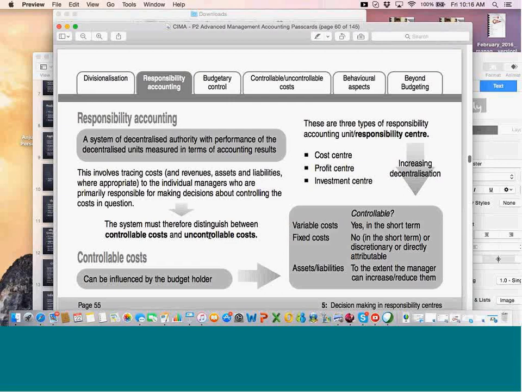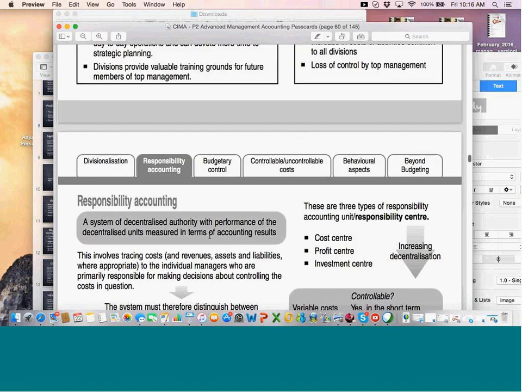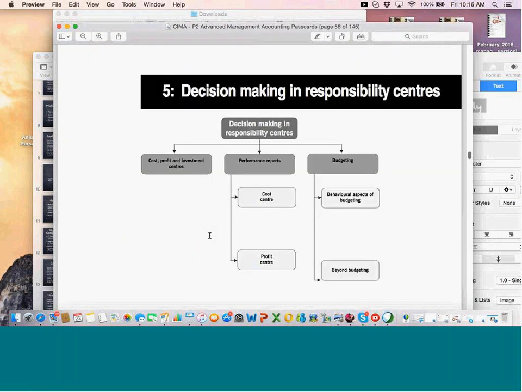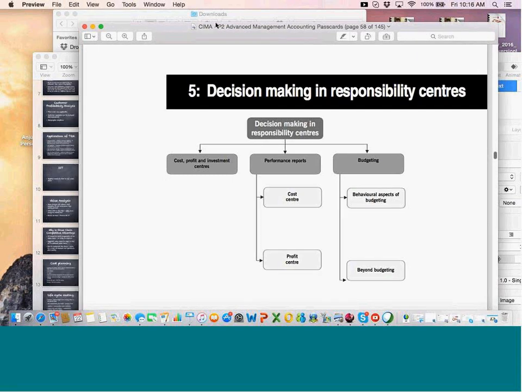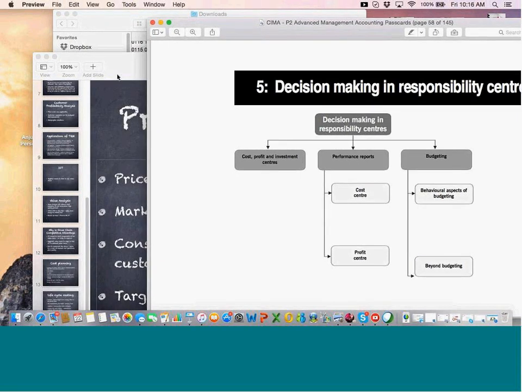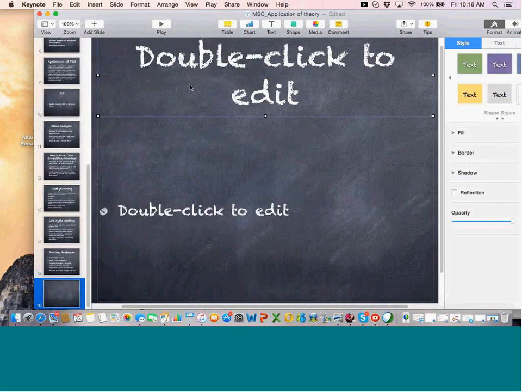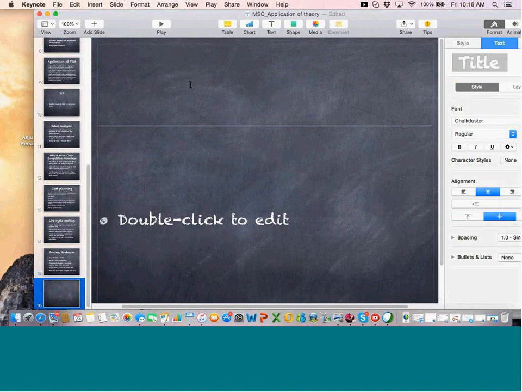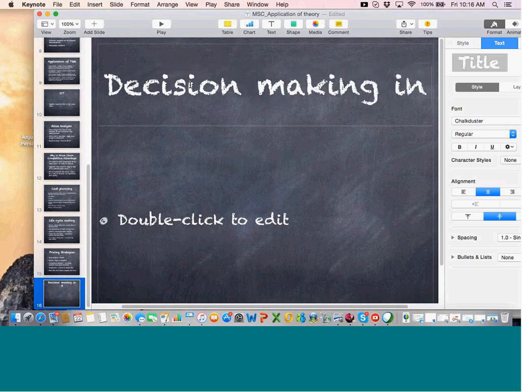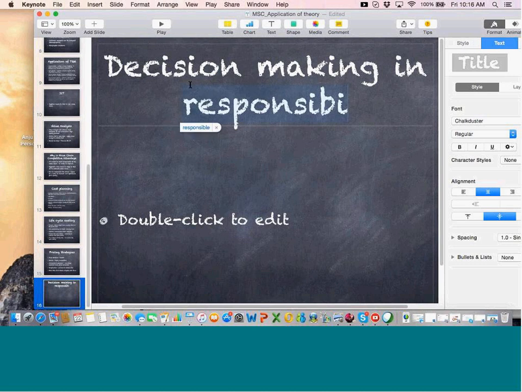Responsibility accounting. This will go to the first one. If I take the topic of decision-making in responsibility centers, I think we can really use it well. I'll tell you why. Can you explore why we can use it? The cost centers and profit centers. Your cost centers are the back office, and your profit centers are your restaurants.